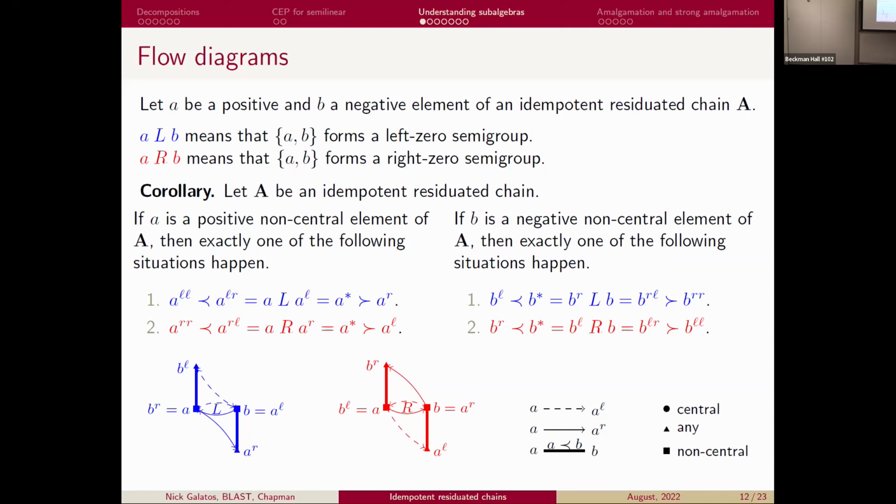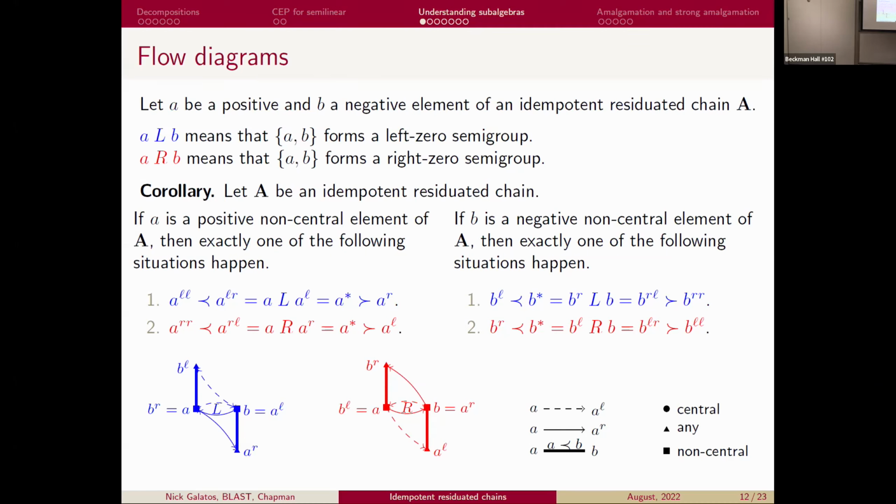Either the element you have is central, it commutes with everything, or it forms a left zero semigroup. That's the motivating example from the 2004 paper, which shows that we pick left in this case, or you pick right with one more element and you commute with everything else. So the non-commutativity happens locally only with one element at most.